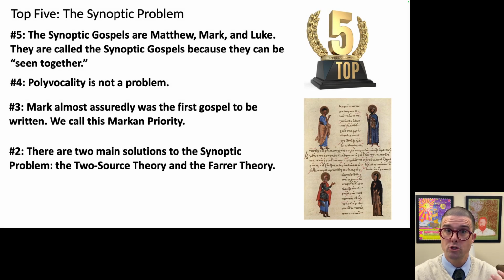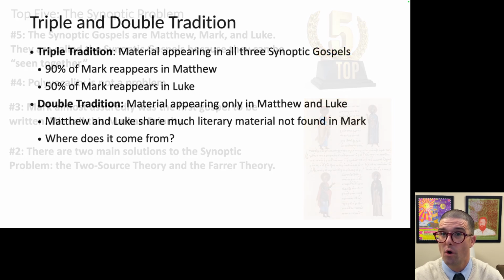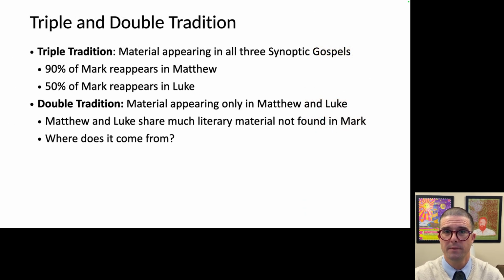Number 2, there are two main solutions to the synoptic problem: the two-source theory and the Farrer theory. The beginning of Luke may suggest that the author of that gospel used other sources, but it doesn't indicate how many sources were used or what sources they were. It's pretty clear that both Luke and Matthew used Mark. This is the idea of Markan Priority, and it explains the triple tradition.